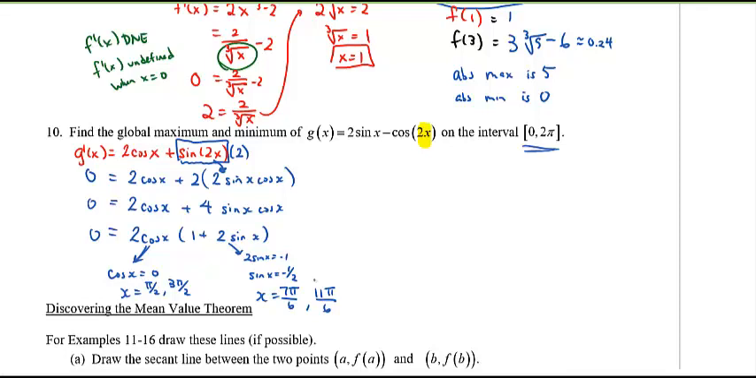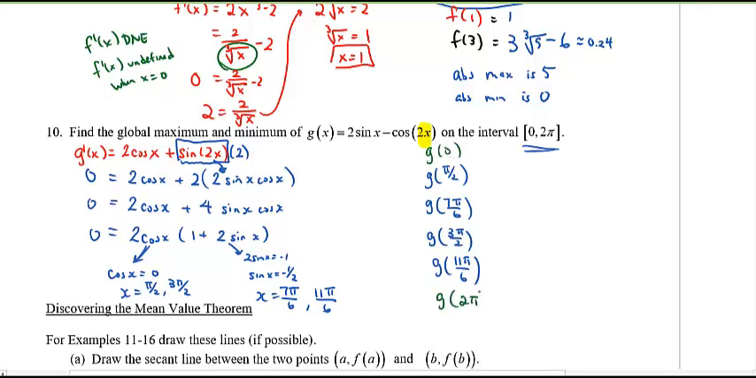Wow. Lots of values to test now. g of pi over 2, g of 7 pi over 6, g of 3 pi over 2, g of 11 pi over 6, and then also g of 0, and also g of 2 pi.